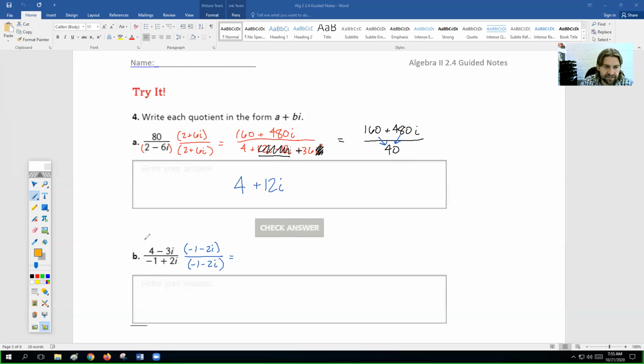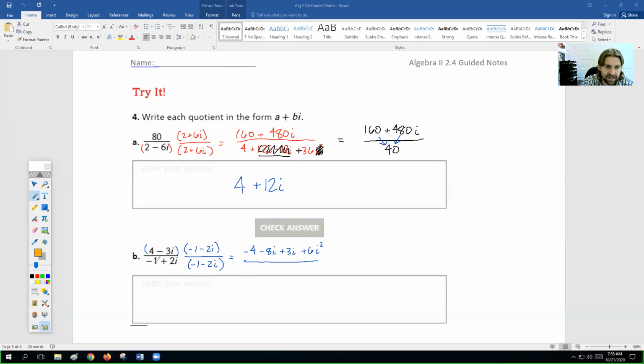All right, so let's FOIL out the top. 4 times -1 is -4. 4 times -2i is -8i. -3i times -1 is a positive 3i. And -3i times -2i is a -6, or not -6i squared. It's a positive 6i squared. Maybe I'm thinking a step ahead of what's going to come next.